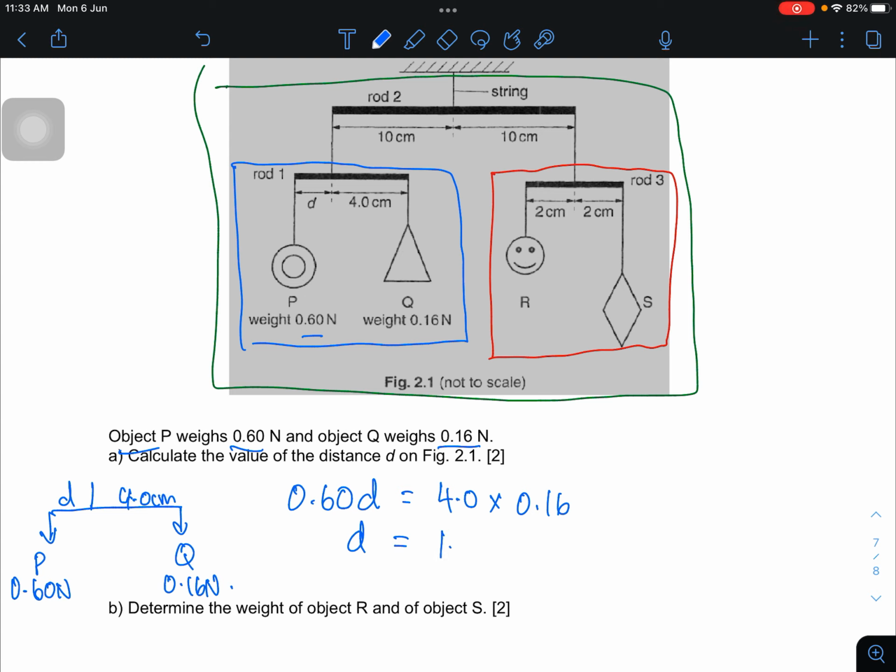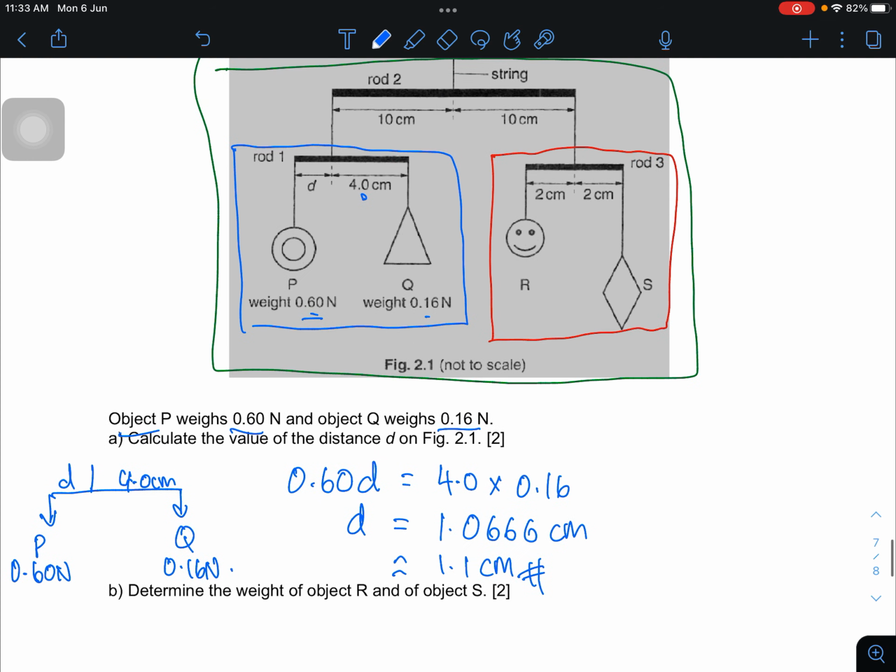So the answer is 1.0666 cm. Round it off to, you see, they actually give it in terms of 2SF, right? Everything in 2SF, 0.60, 0.16. So I'll just leave it in 2SF, 1.1 cm. Okay, that will be my D.